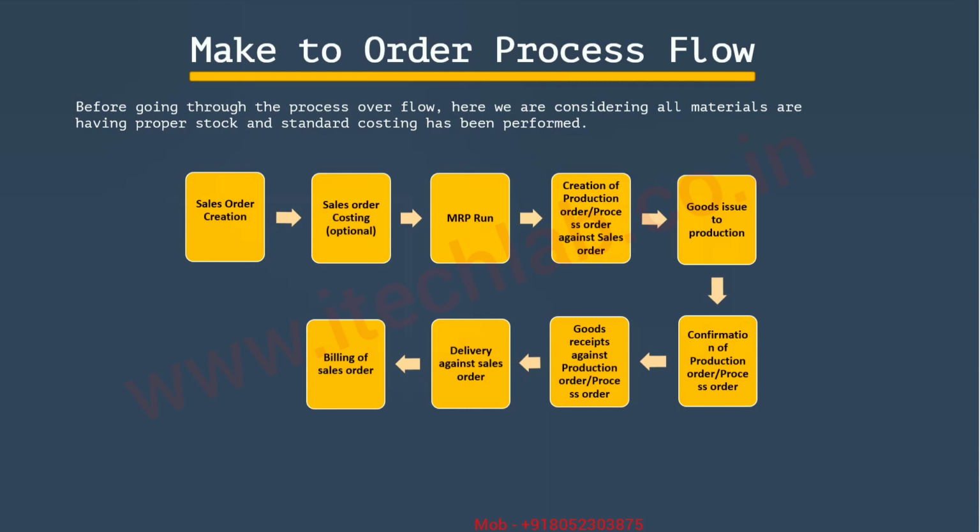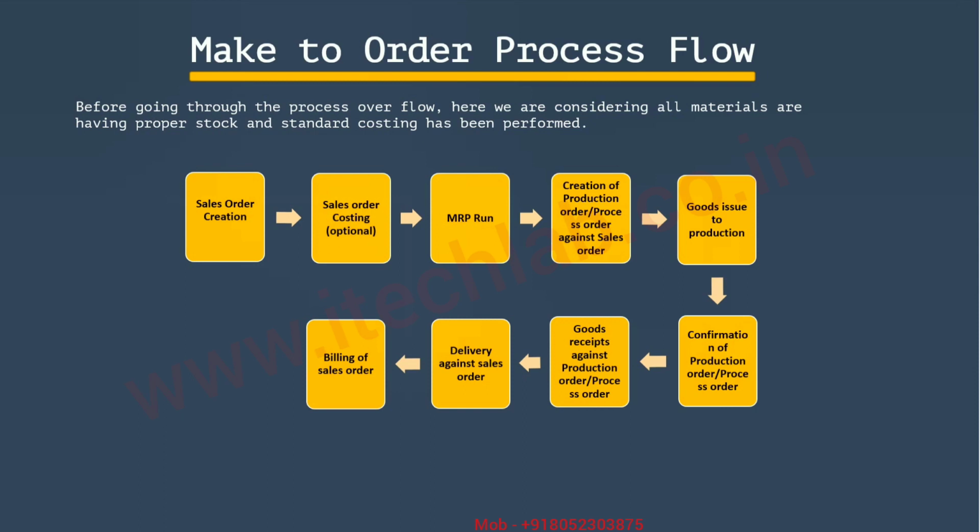Make to order process flow. Here we consider that all materials have proper stock and standard costing has been performed. So in make to order, what you as the owner do is create a sales order for that customer, because you are going to deliver a specific product to the customer. Customer A's specification can only be delivered to customer A, not customer B. So first we create a sales order, then we do the sales order costing.